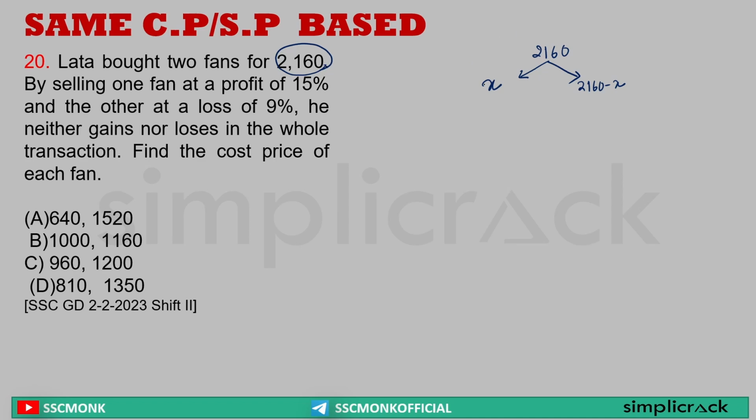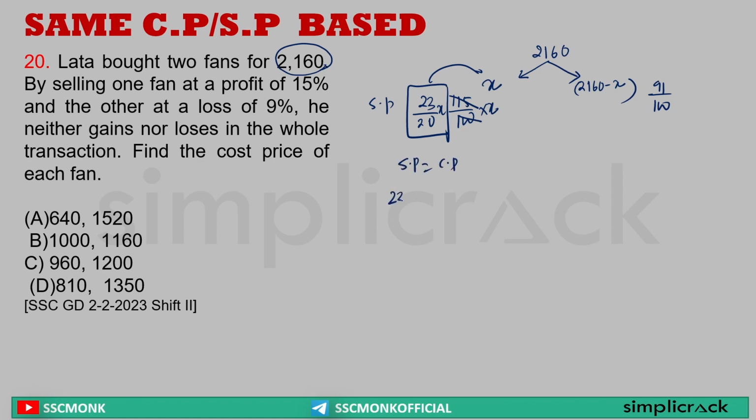Okay, so let's say he sold this fan at 15% profit, so it can be written as 115 by 100 into X, or this can be further simplified as 23 by 20X. Yes or no? This is the selling price of this fan, and the other is sold at a loss of 9%. That means 91 by 100. Yes or no? Yes. Now it is saying in this whole transaction he is not losing, or he is not gaining. That means the sales price is equal to the cost price.